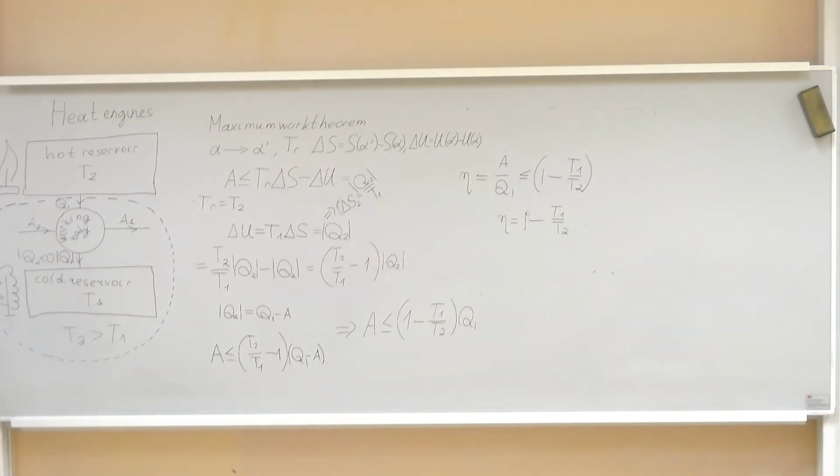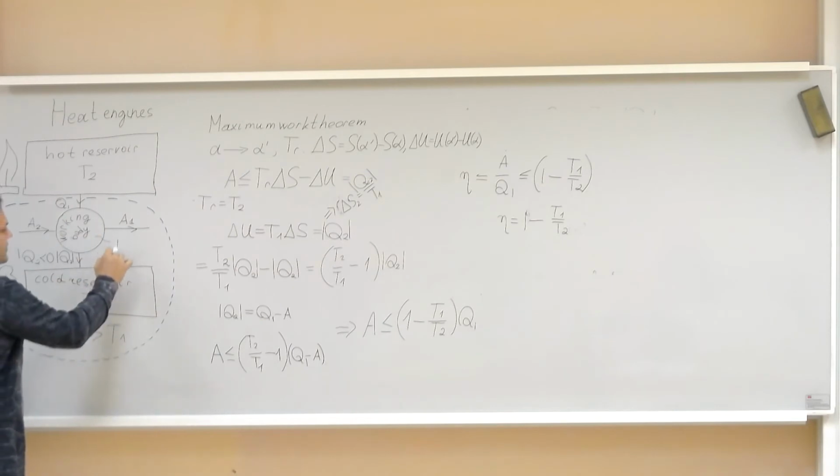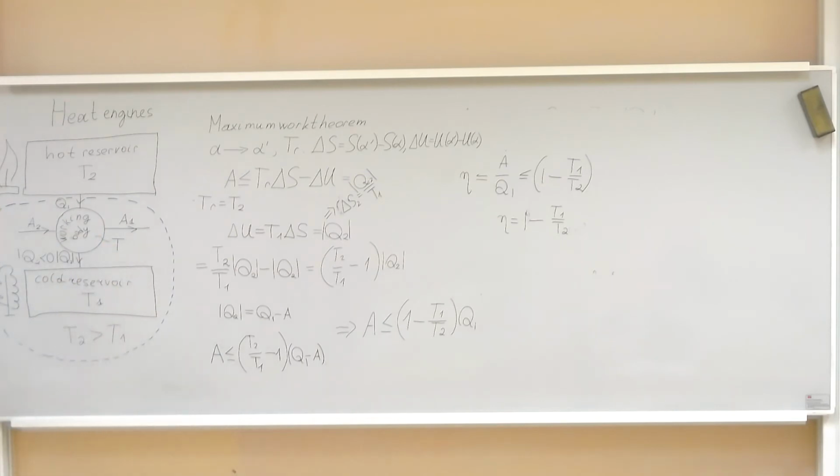If the process is reversible, it is quasi-static. If it's quasi-static, this means that the state of the working body is in equilibrium. And now we can say that the working body has temperature. Only now we can say that the body has temperature, let's say T. To make a reversible process, this body should have a temperature T2 when it interacts with the hot reservoir, and T1 when it interacts with the cold reservoir.